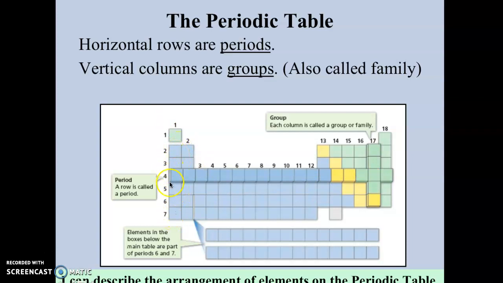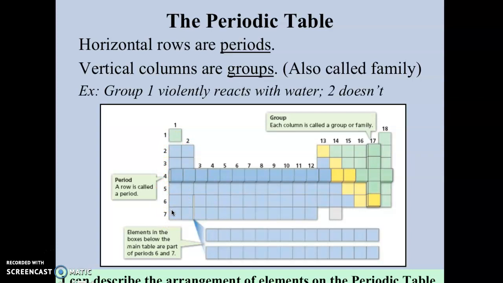So this is vertical. This would be group 1. For example, group 1 metals, the alkali metals, will react violently with water. Group 2 is also pretty reactive, but it is not reactive in the same way that group 1 is reactive. Each of the groups has properties that are in common with those elements. All the elements in group 1 are going to be highly reactive, specifically with water. Another example is group 18. Group 18 elements are noble gases, and those elements do not like to form compounds. That is the characteristic that unifies group 18 elements.